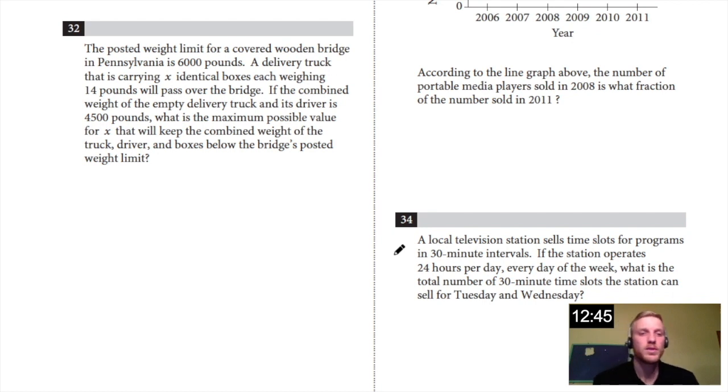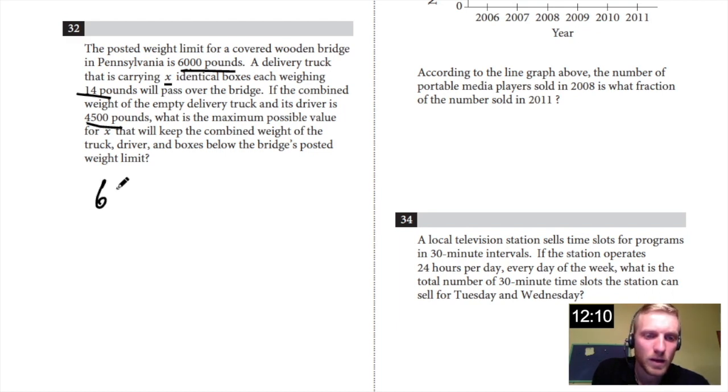Okay, so the posted weight limit for a covered wooden bridge in Pennsylvania is 6,000 pounds. So it's the total amount, the total weight limit is 6,000 pounds. A delivery truck is carrying x identical boxes, and each weighs 14 pounds. If the combined weight of the delivery truck and its driver is 4,500, so with no boxes we have a weight of 4,500. What is the maximum possible value of x that will keep the combined weight of the truck, driver and boxes below the bridge's limit? So let's find the amount.